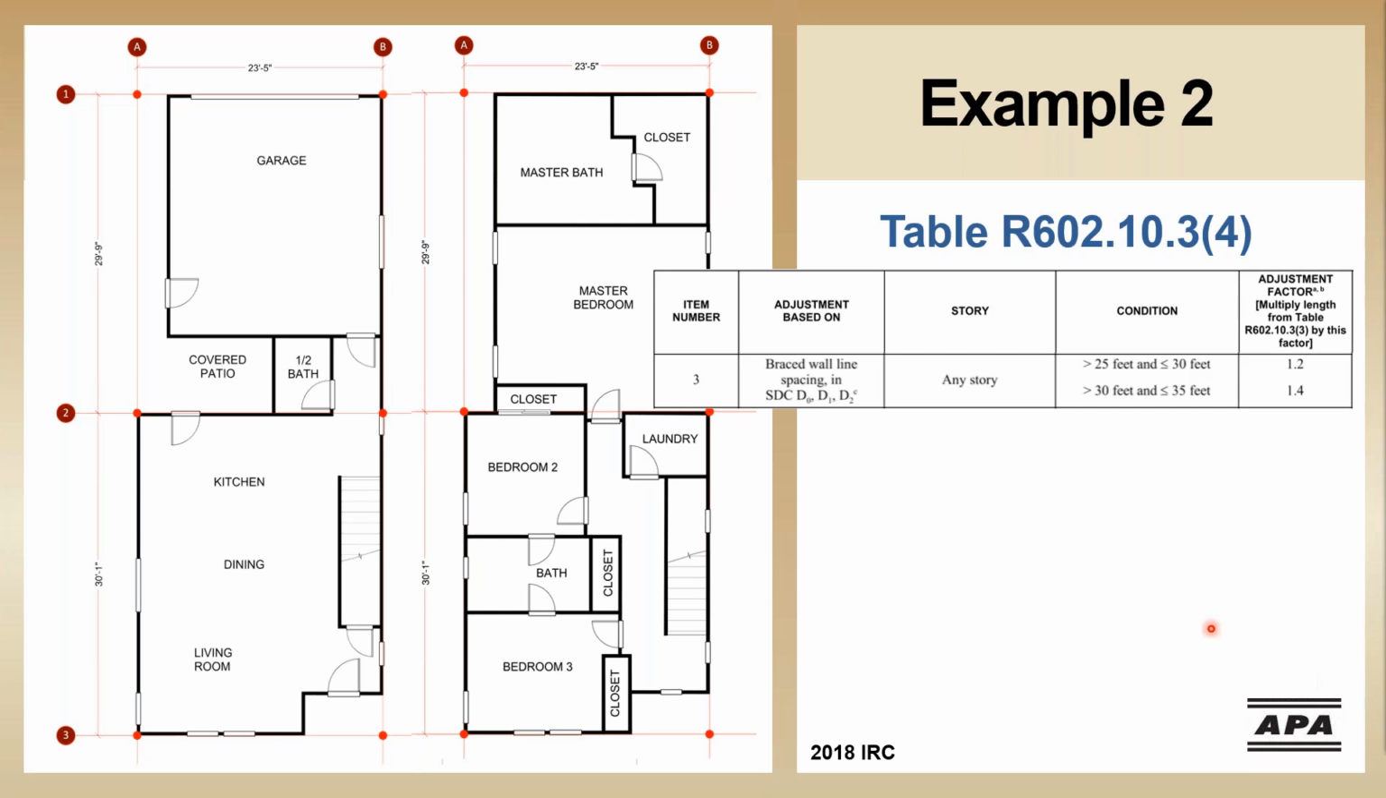So here you can see we're looking at a 20% increase in required braced wall panel length for braced wall lines 1 through 3 if we stick with this layout. Or we can adjust the floor plan to decrease the spacing. Now, from looking at the plan, we can see that braced wall line 1 has very little wall space available on it. So let's just adjust this floor plan.